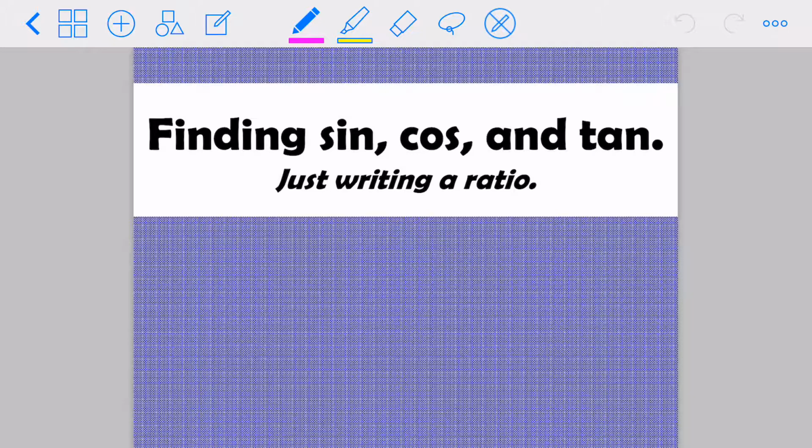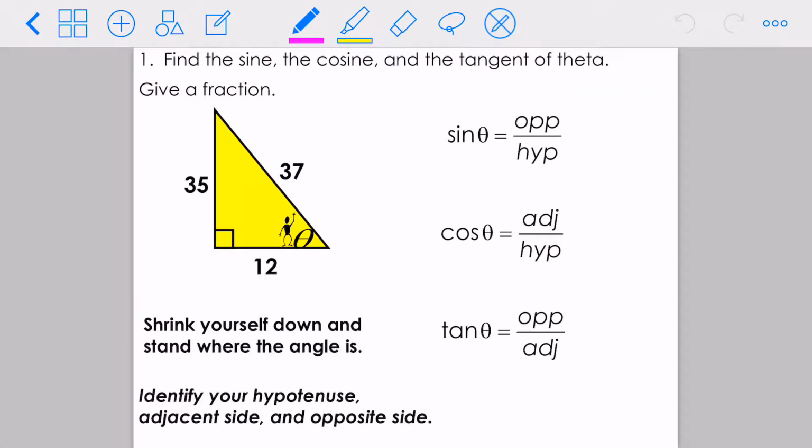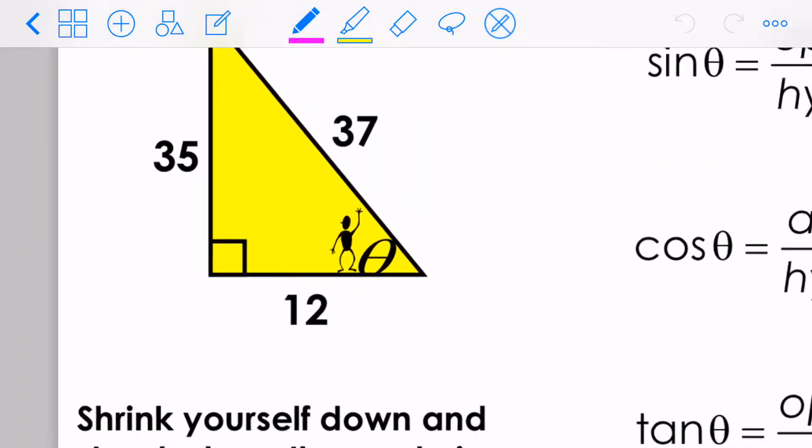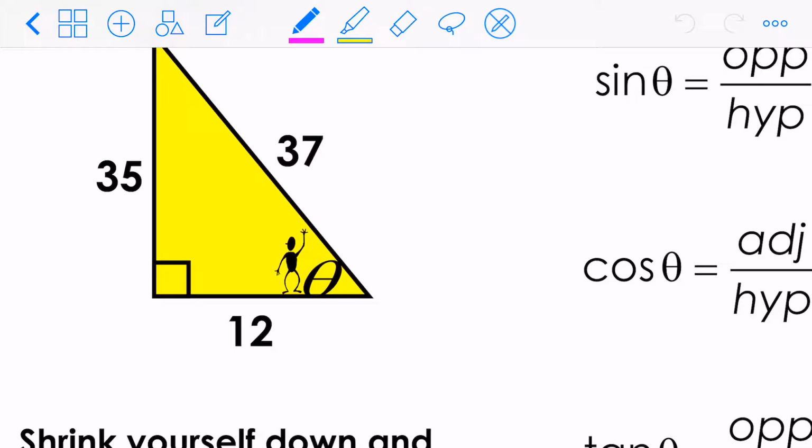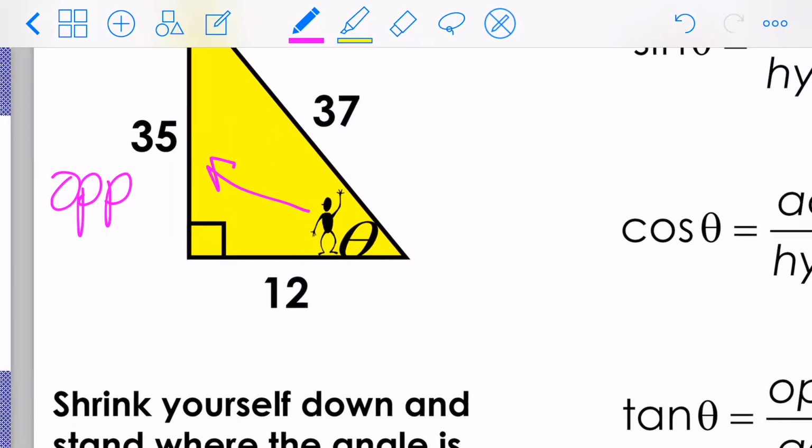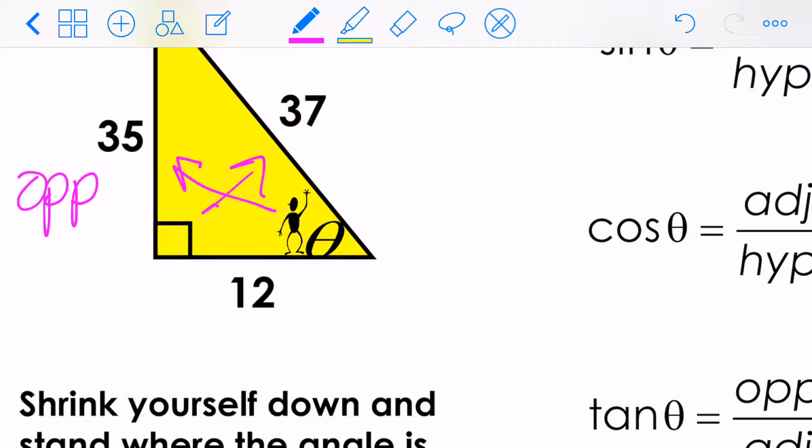Next, when we're finding sine, cosine, and tangent, we're just writing a ratio. So let's look at this problem. Our perspective is this theta right here. Shrink yourself down, that's what the man waving is for, to put yourself into that angle, so you're looking at it from that perspective. Across from it is going to be your opposite. I wrote opposite and said hypotenuse. And then across from your right angle will be your hypotenuse. And then next to it is your adjacent.